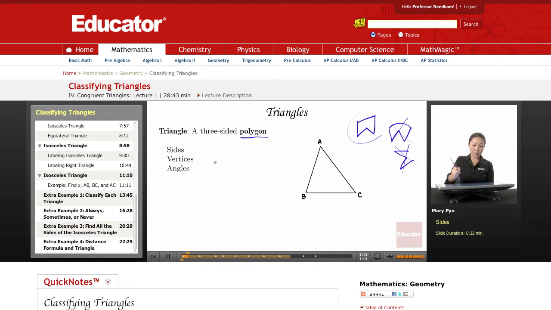Now, a triangle is made up of sides, vertices, and angles. So the sides are these right here. So it'd be side AB, side BC, and side CA or AC. Okay. The vertices are the points.